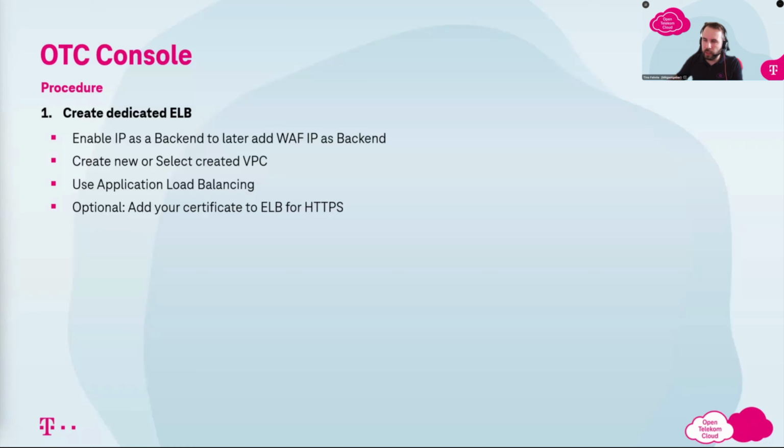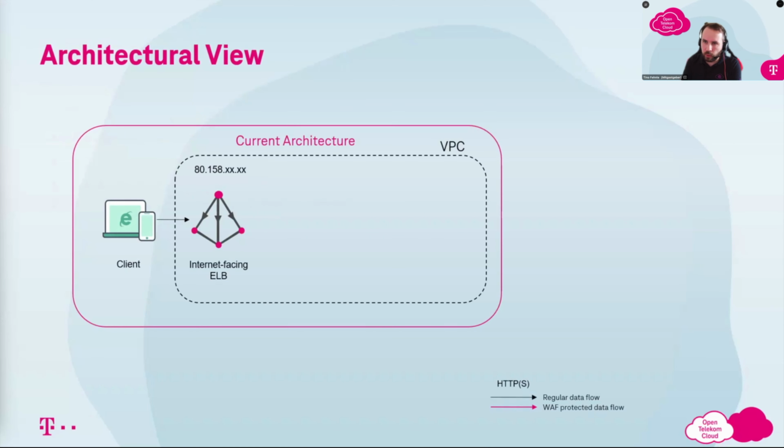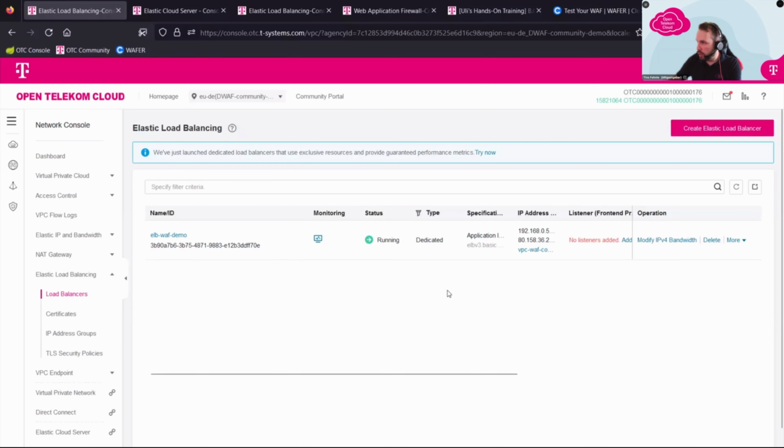If we then look in our architecture diagram, we just have the ELB here, nothing more. It has a public IP address. So if we go back to our ELB, we already see here the public IP address, which we need later.